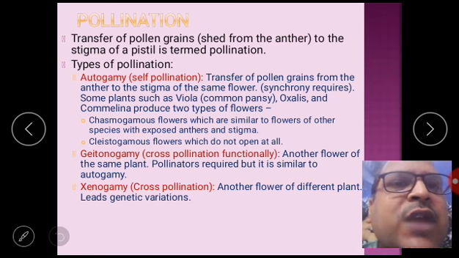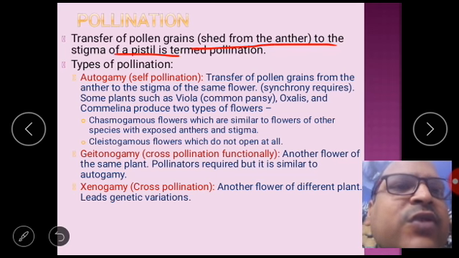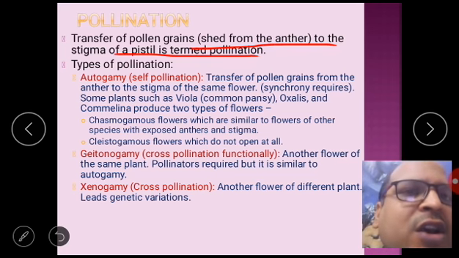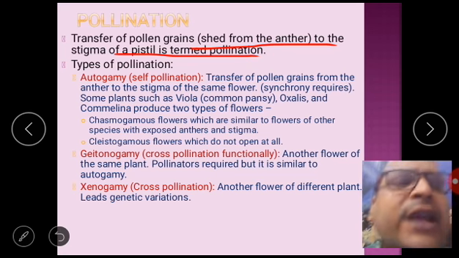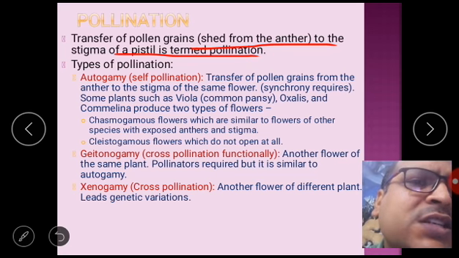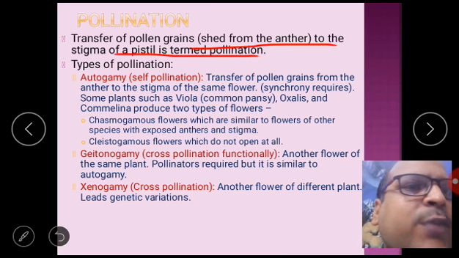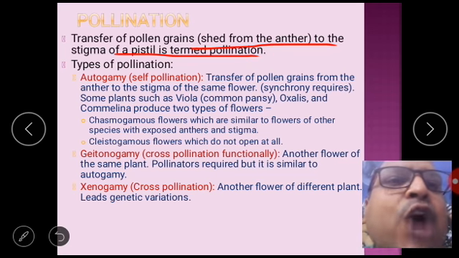So now see, transfer of pollen grain from anther to stigma is known as pollination. If you want to define it, it is a very simple definition: how the pollen grains are moved from anther to the stigma. Transfer of pollen grain shed from the anther to the stigma of a pistil is termed as pollination.